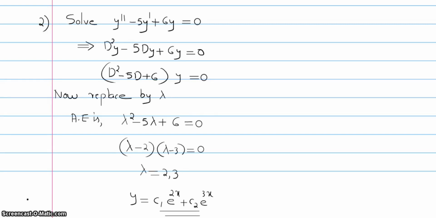Our next problem, solve the differential equation y double dash minus 5y dash plus 6y equal to 0. This equation can be written as d square y by dx square minus 5 dy by dx plus 6y equal to 0, and replace d square by dx square as capital D square and d by dx as capital D. So the given equation can be written as D square y minus 5 Dy plus 6y equal to 0. Taking common y outside, we will get D square minus 5D plus 6 of y equal to 0.